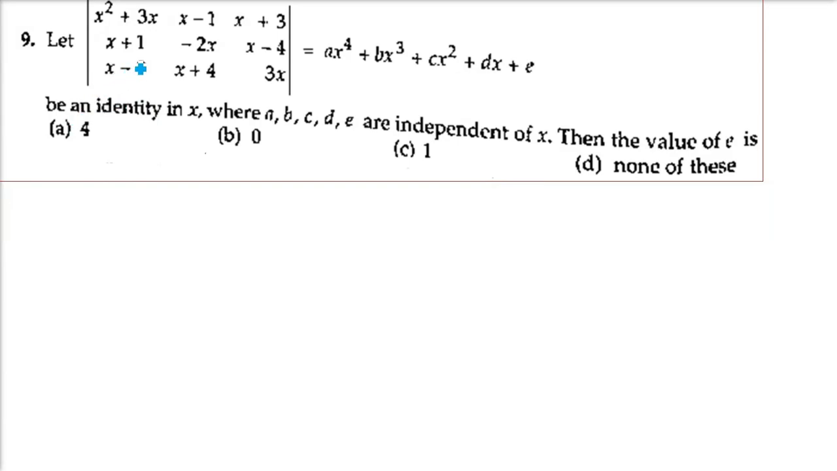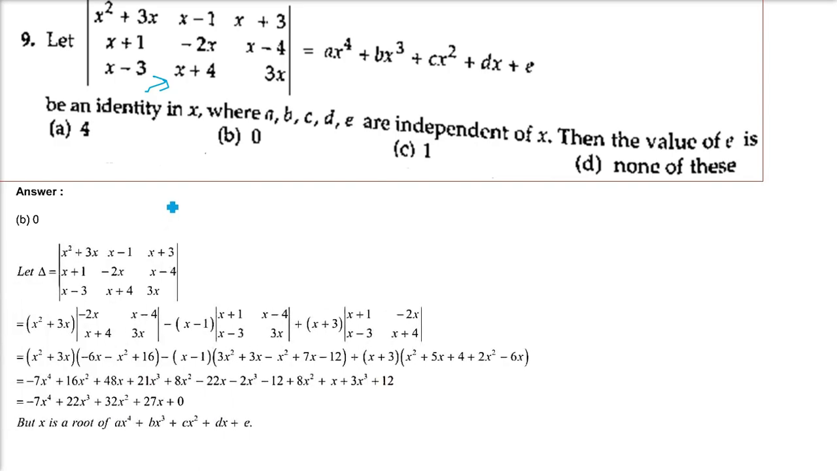Now this one, we have just done a question like this in this exercise. Let this expression be an identity in x, where a, b, c, d, e are independent of x. Then the value of e is, so what is the value of the constant? Everything is there from x to the power 4 till x to the power 0, and the constant, x to the power 0, is e. So we'll just solve this determinant.